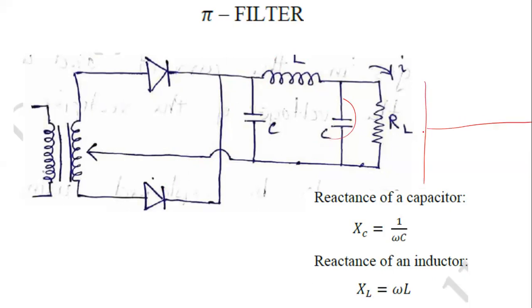So the output of a rectifier after this pi filter will be more or less flat DC. It may not be a perfectly flat line like the signal from your DC battery, but it will be almost as good as that flat line DC battery. All right.